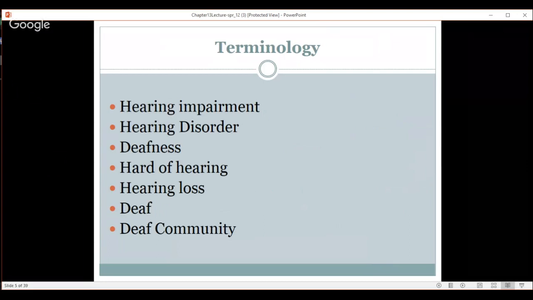The capital D deaf community, or someone who is capital D deaf, doesn't look at deafness and hearing loss as a disability. They just look at it as another way of life, another way of communicating, typically through the use of ASL, or American Sign Language.